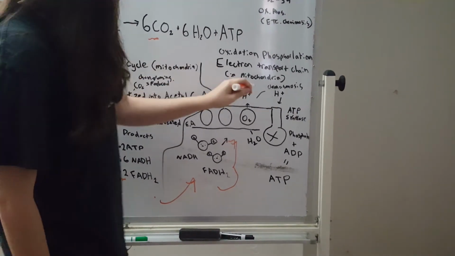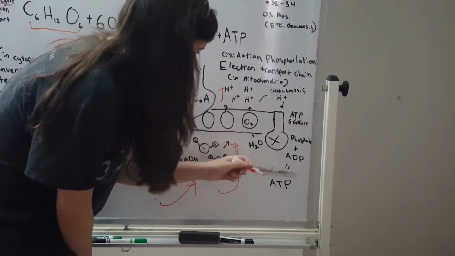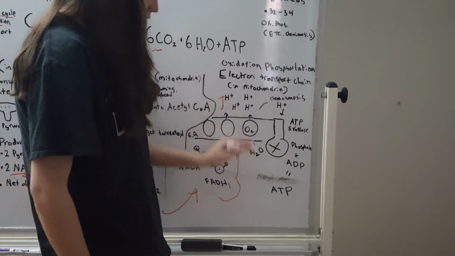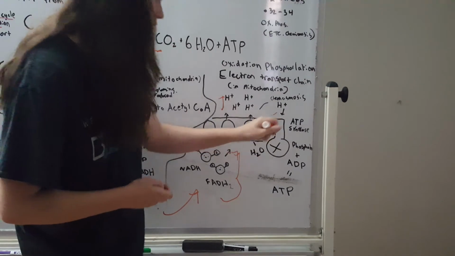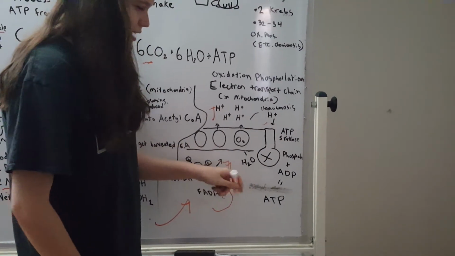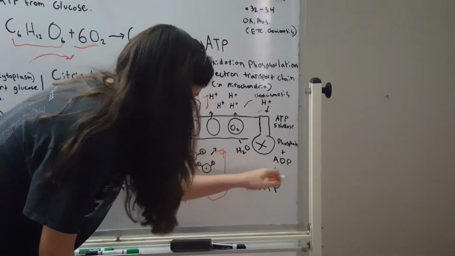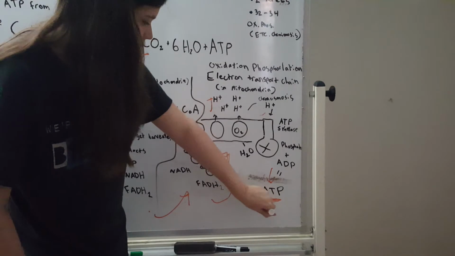So they go down the gradient into this ATP synthase enzyme in a process called chemiosmosis. They power the ATP synthase, and it acts like a turbine and combines phosphates and ADPs together to make ATPs. And you get a lot of ATPs from this.